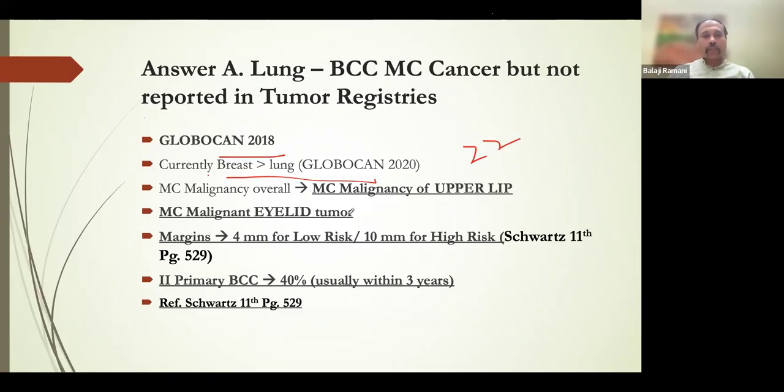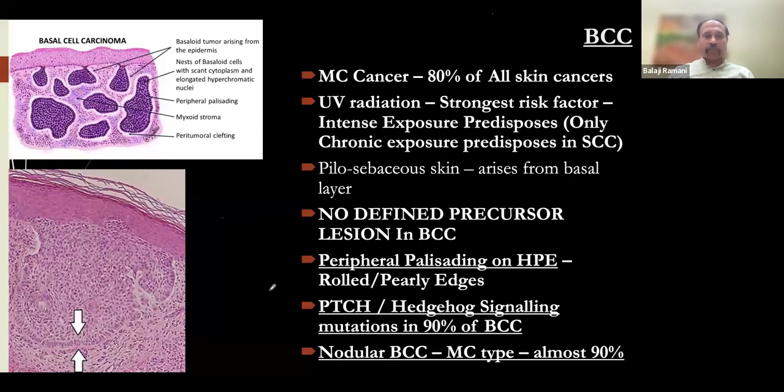Okay, so the most common malignancy overall is BCC. When you take overall, what is the most common? It's BCC. Upper lip, whenever you have a tumor, the answer is BCC. And whenever they say eyelid tumor malignancy, then it is BCC. Margins are 4 millimeter for low risk and 10 mm for high risk. Just remember that as the option. That should be good enough. And second primary, usually BCC will happen in about 40% of cases, usually within 3 years of the initial primary.